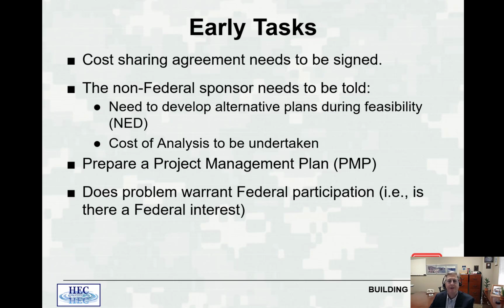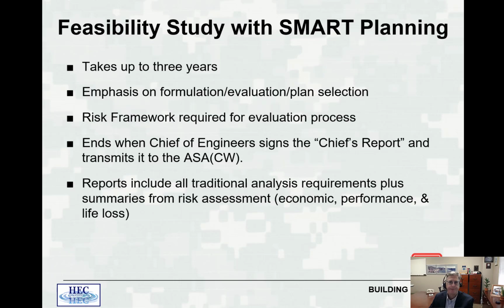The cost of the analysis needs to be undertaken. The non-federal sponsor needs to be told that, and the feasibility study is equally cost shared between the federal government and the local non-federal sponsor. You need to prepare a project management plan. This is where you decide which uncertainties you're going to focus on and how you're going to perform the feasibility study. And then ultimately, like we talked about before, at the end of the scoping process, does the problem warrant federal participation? Is there a federal interest in going forward with this particular study?